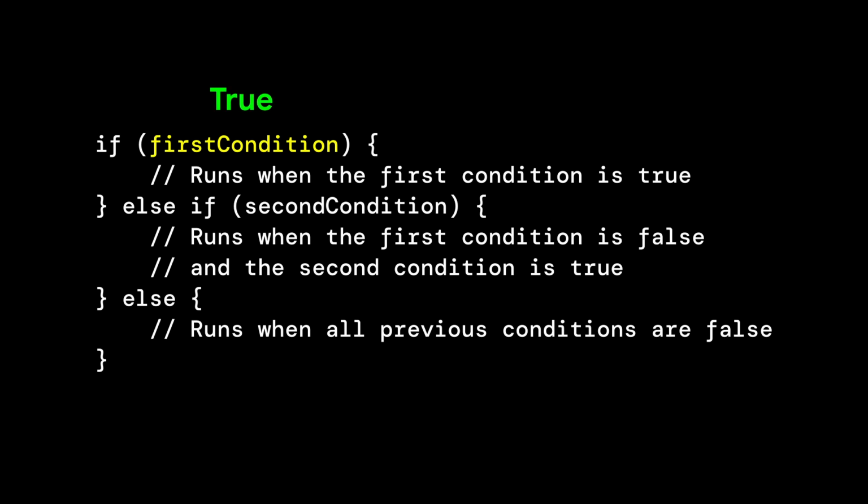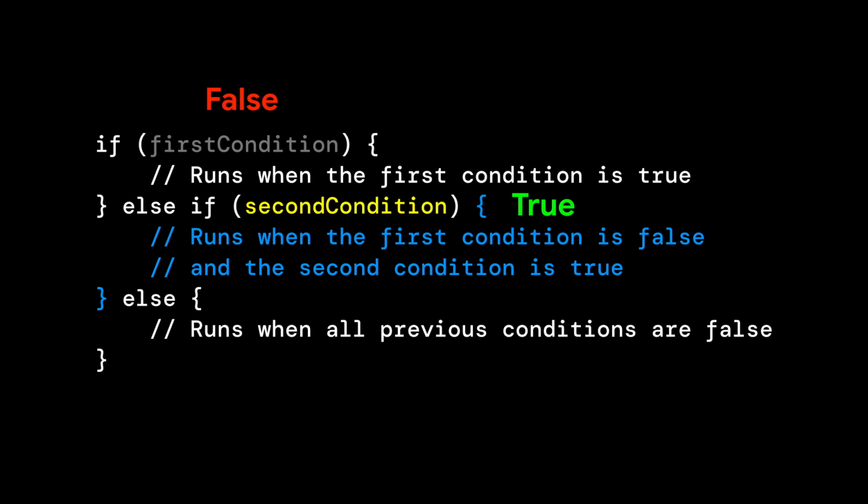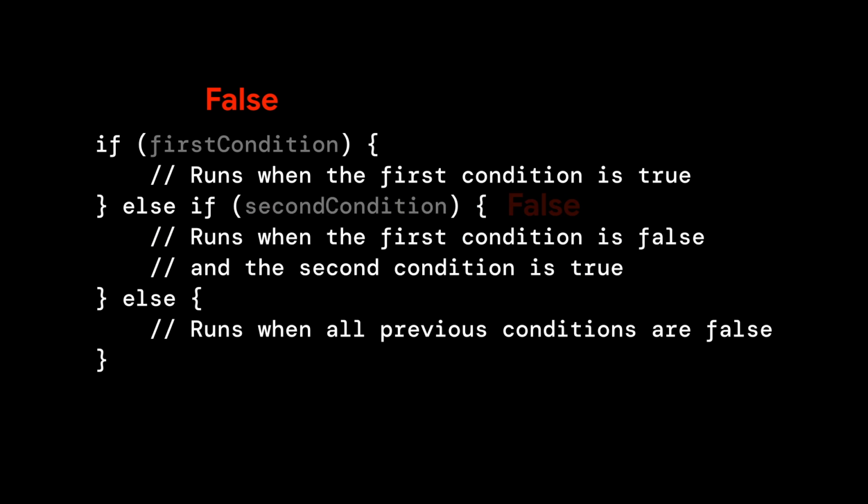If that condition is true, its block runs. The remaining else if and else branches are skipped. If the first condition is false, the program checks the first else if condition. If that condition is true, its block runs. The remaining branches are skipped. If all conditions are false, the else block runs.